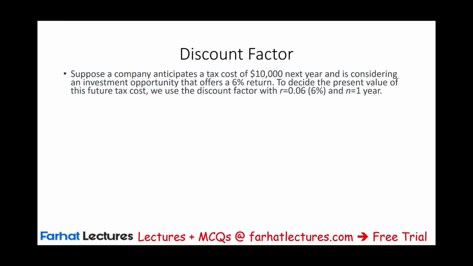Suppose a company anticipates a tax cost of $10,000 next year and is considering an investment opportunity that offers 6%. To decide the present value of this future tax cost, we use 6% for R, and n equal to 1. Let's find the factor. If we take the formula, it's approximately 0.9434, which is 1 divided by 1 plus 0.06 raised to the 1, which is 0.9434.